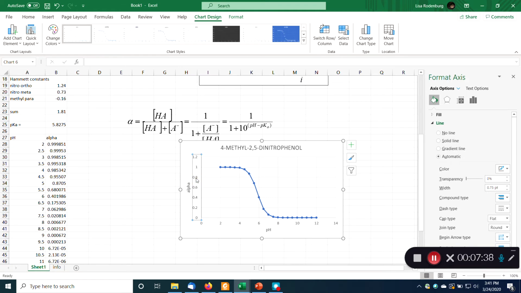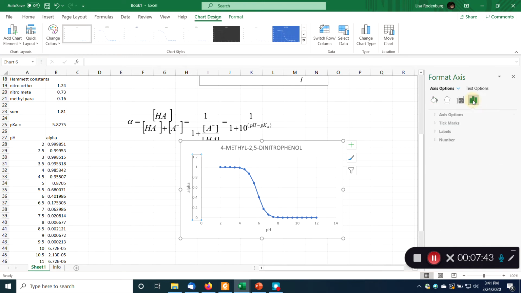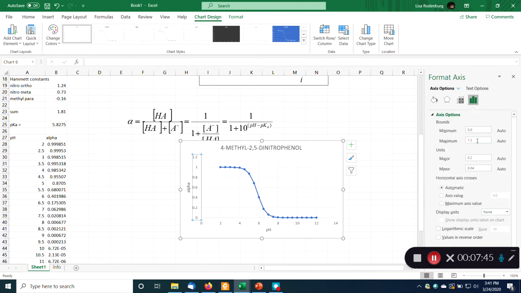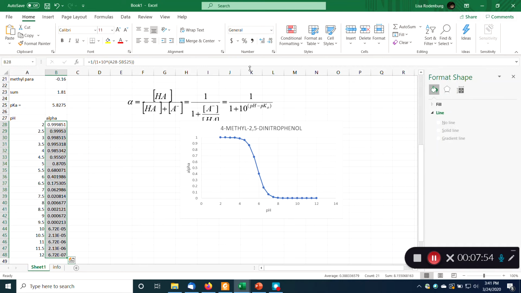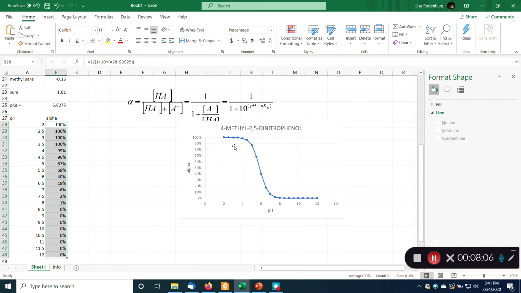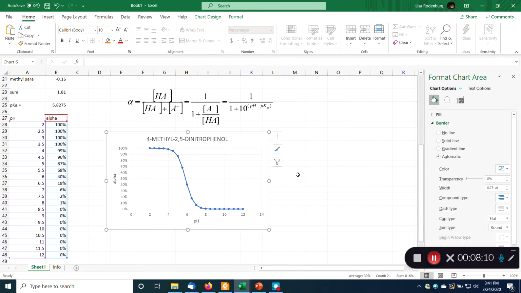So I might want to double click on this and go over here to the little axis options thing and say I want my maximum to be 1, because it's not really very realistic for it to go greater than 1. I could also, if I wanted to, format these as percents, and then this would update automatically. So here's my speciation of 4-methyl 2,5-dinitrophenol as a function of pH, and this is alpha, which is the percent or amount that's in the neutral form.